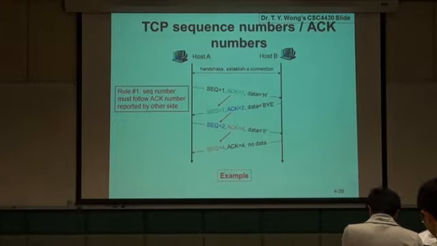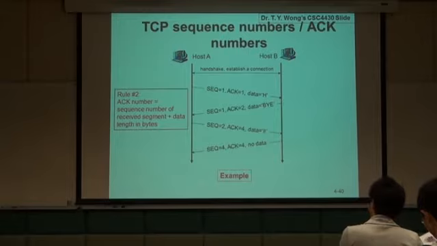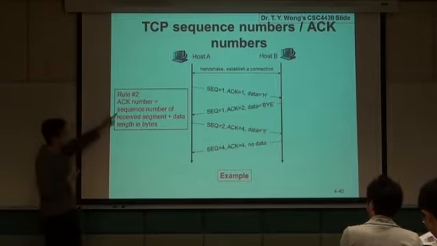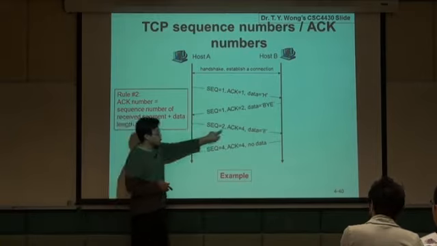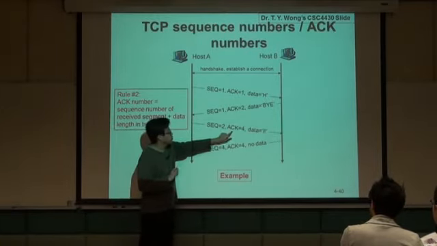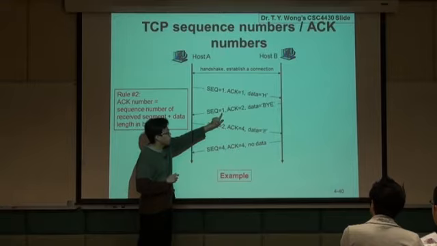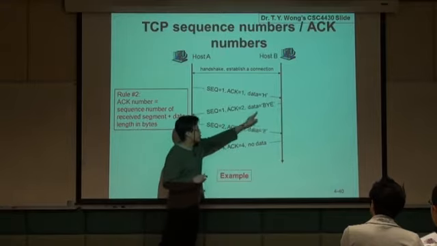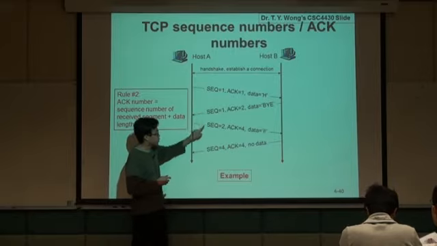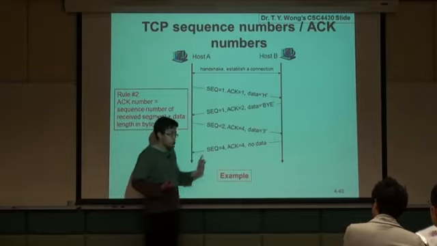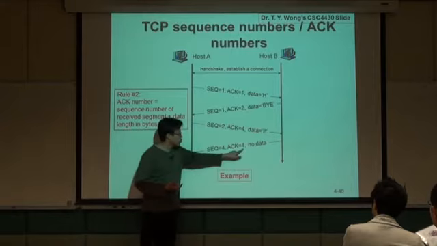Another rule is that the acknowledgement number will be set to the sequence number of the received segment plus the data length in bytes. So why do I set 4 in here? It's because the sequence number is equal to 1 and the length here is 3. I receive this byte stream, and I expect that the next sequence number to begin with will be 1 plus 3. So that's why I set 4 in here. Now how do I get this 4 in here?